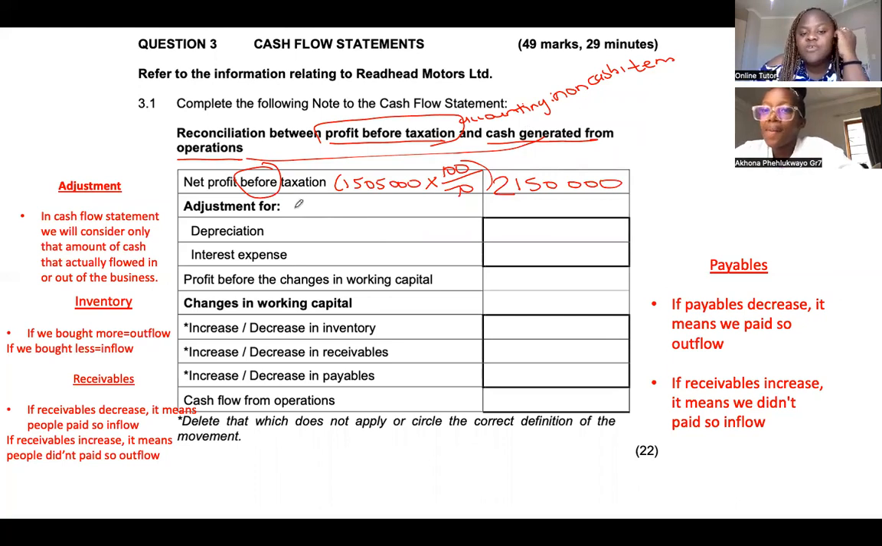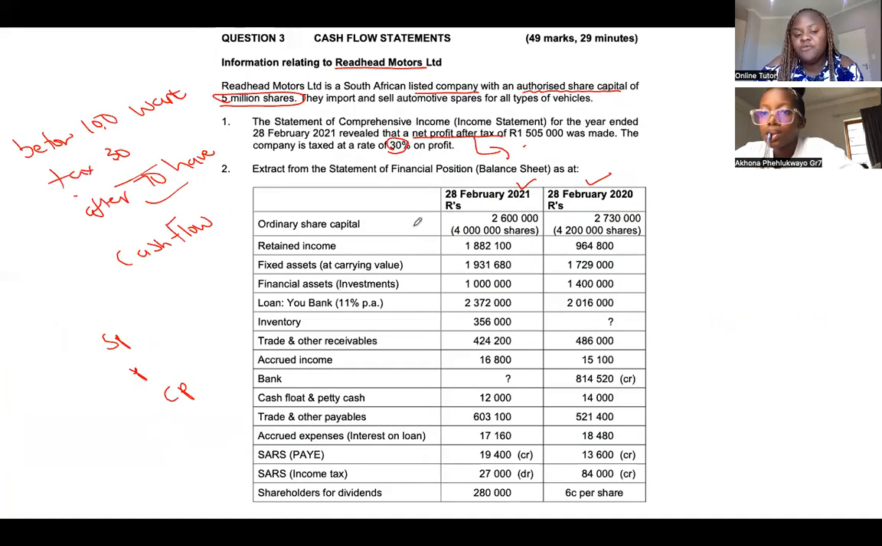Now we need to adjust for what we said was non-cash, right? Things that would be in this figure that we need to take out because they are not cash. And part of that is depreciation, right? Because there would have been depreciation deducted from here that we would need to add back, all right? So let's calculate what our depreciation is for the year.